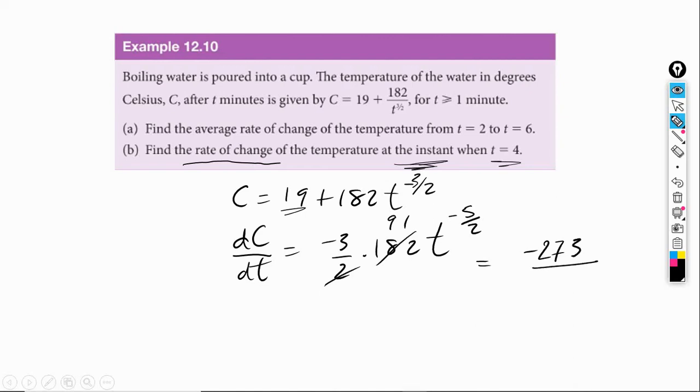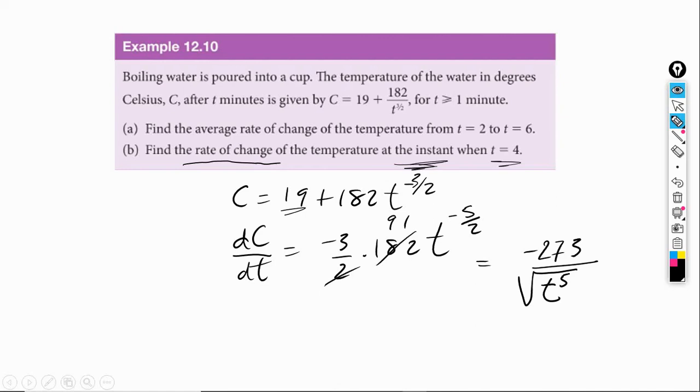And let's write this as t over t to the 5/2, which is the same as the square root of t to the 5. We can simplify this further, but I'll just leave it like that. This is going to be the derivative, and this is going to give us the instantaneous rate of change.